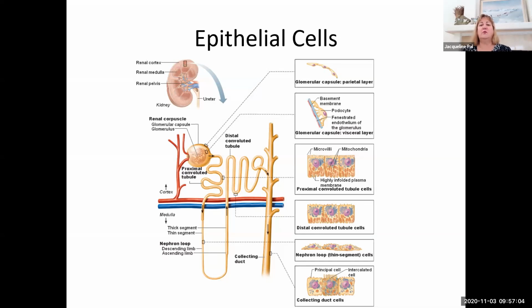Moving on to the loop of Henle, we have cuboidal cells in the thick segment and squamous cells in the thin segment. In the distal convoluted tubule, we are once again back to cuboidal cells with mitochondria, although less than we had in the proximal convoluted tubule. And most noticeably, there is an absence of microvilli at this point. And then we move on to the collecting duct with both its intercalated cells and its more numerous principal cells.